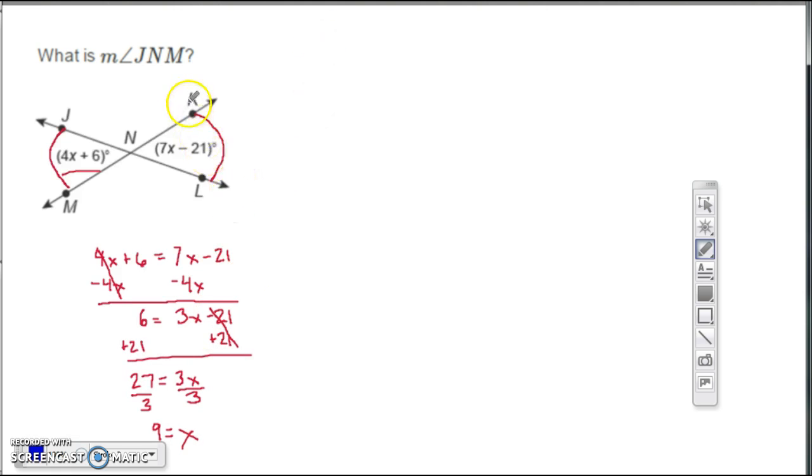Don't stop here. Pay attention to what the question asks. Sometimes they'll say, what is x? But sometimes, like in this question, they say, what is the measure of angle JNM? So they weren't asking for x. We had to find x to find their answer, but we're not done. So to finish this problem, they tell me that the measure of JNM is 4x plus 6.